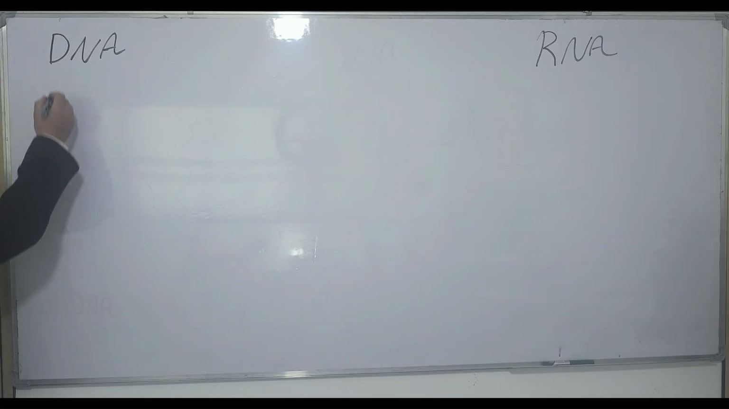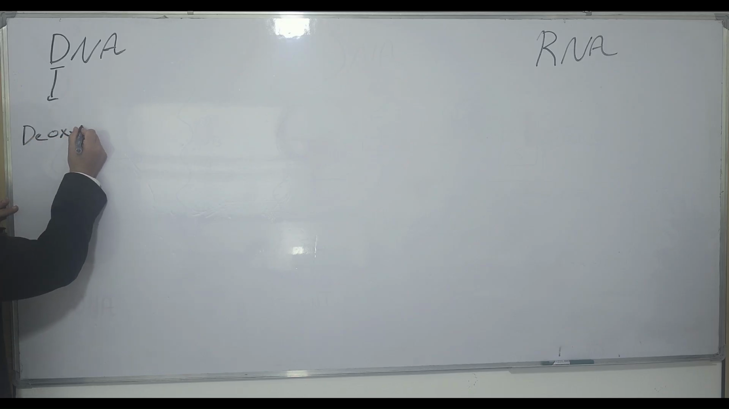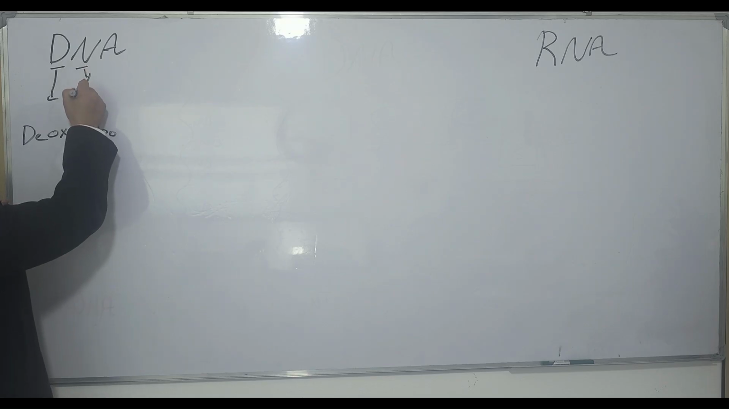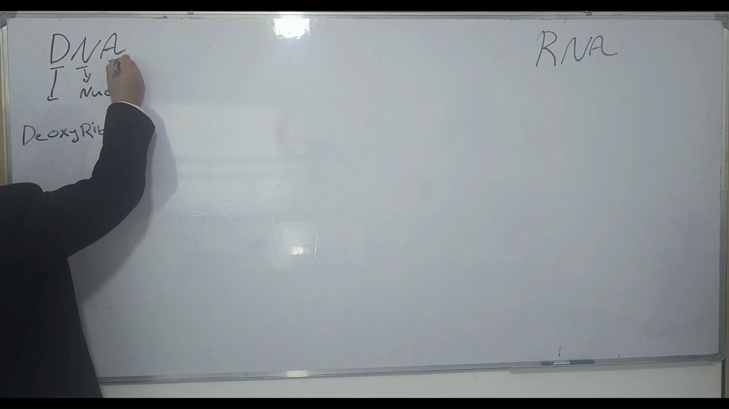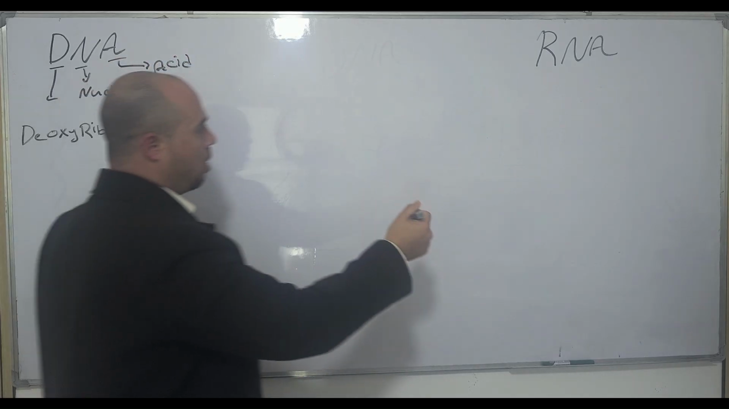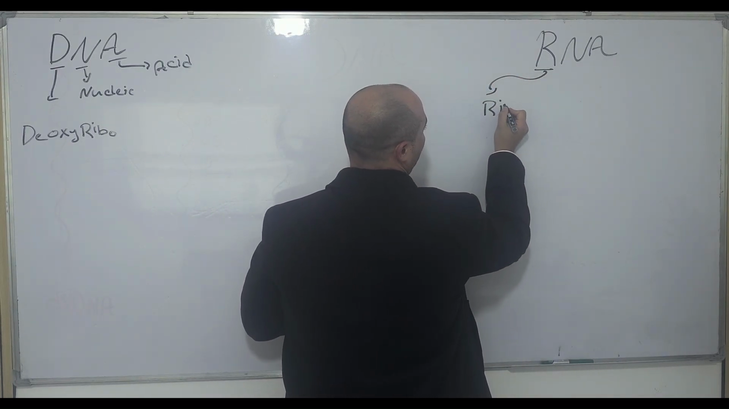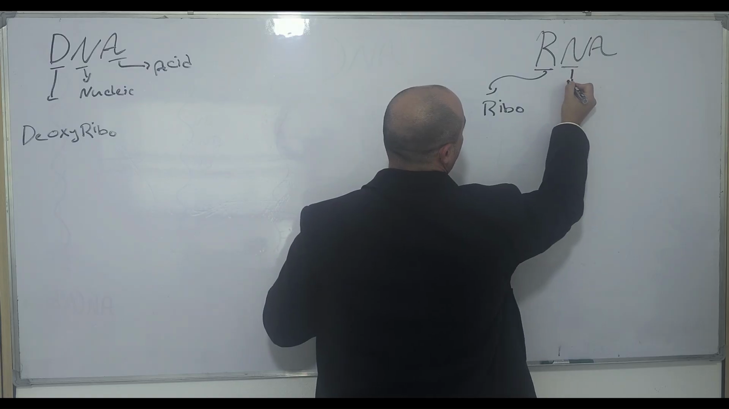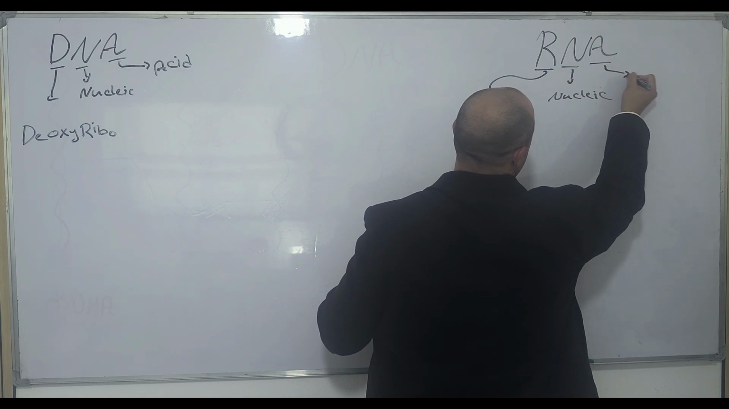So DNA means deoxyribo. The N stands for nucleic. And the A stands for acid. What about RNA? Well, RNA, the R stands for ribo, N for nucleic, and A stands for acid.